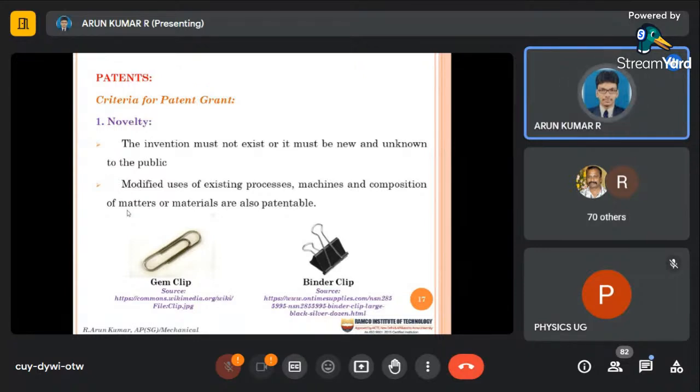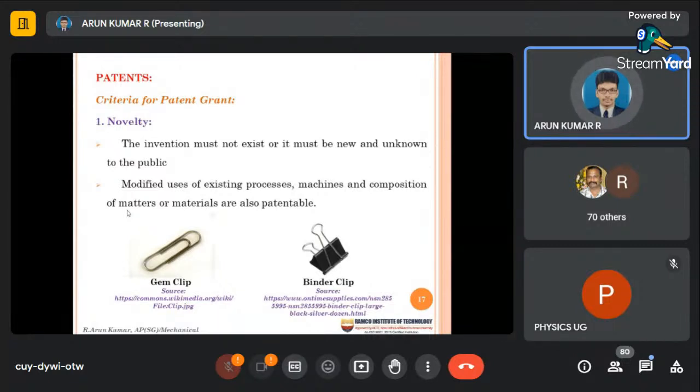The purpose of the gem clip and binder clip is to hold a bunch of papers. Before we started to use the gem clip or binder clip, we used to have a thread. We used to pierce the top corner of the paper and tie it with the help of the thread, so we could hold a bunch of papers. The problem with that traditional, old method is that once we pierce the paper, later on the paper starts to tear off.